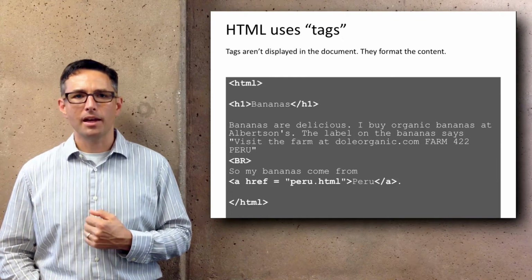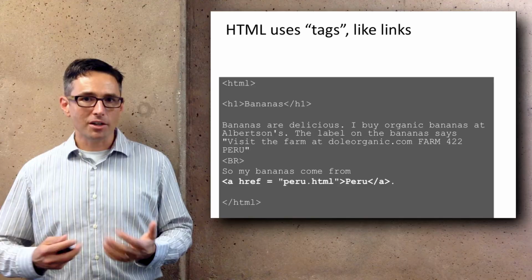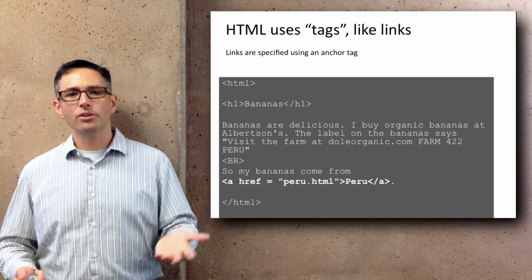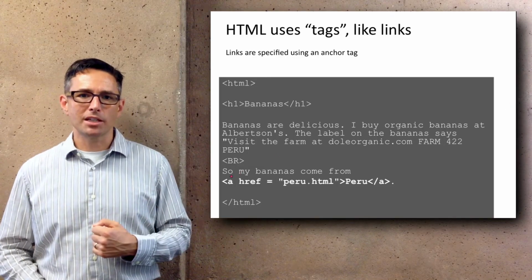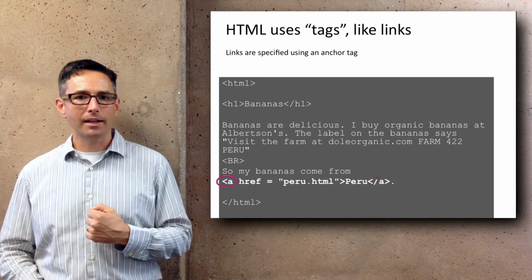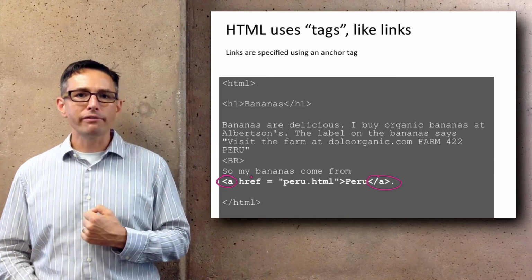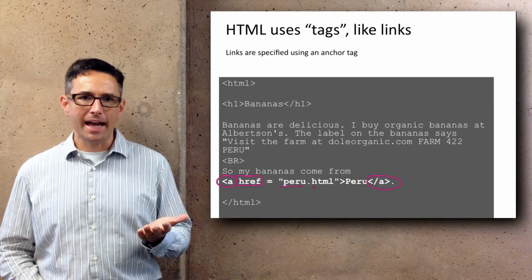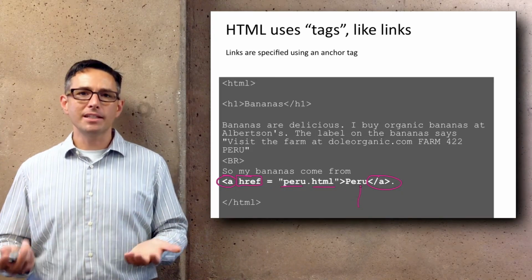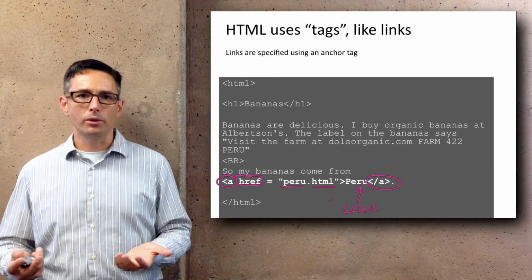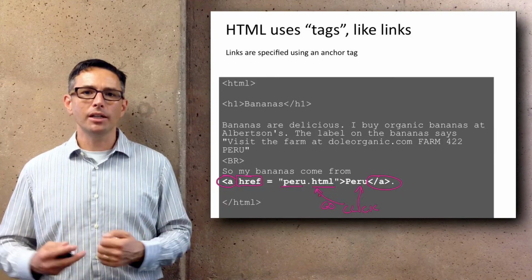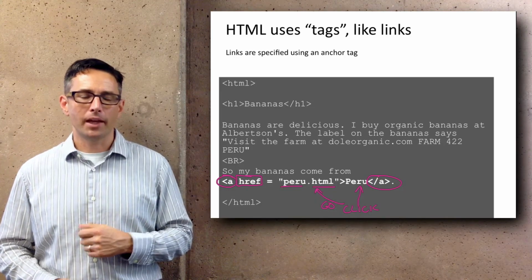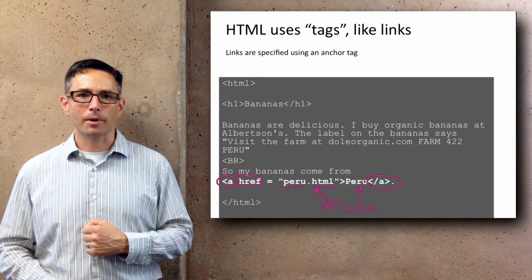Links are a special kind of tag. You're familiar with links. These are things that you click on in a web page that will take you to a different web page. So down here at the bottom, you see a special tag that's the A or anchor tag, and that has an attribute called href, and href tells you what web page you will go to if you click on the text that's between the two tags. So in this example, you see that the word Peru will be shown in the web page, and when you click on it, you're going to go to the web page whose URL is peru.html. Again, this is just an example for demonstration purposes.